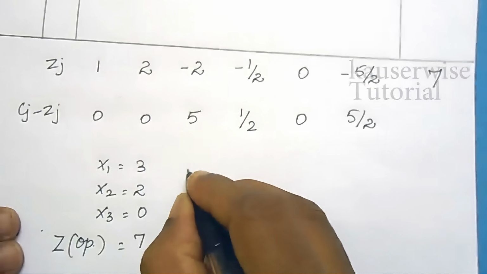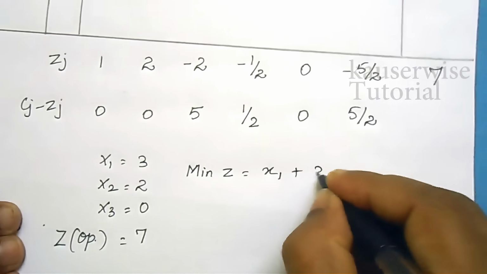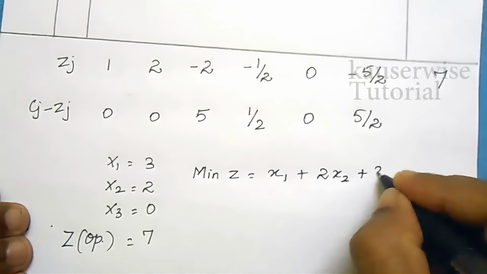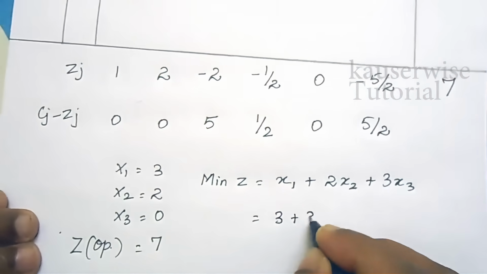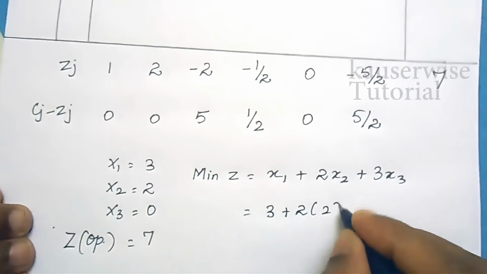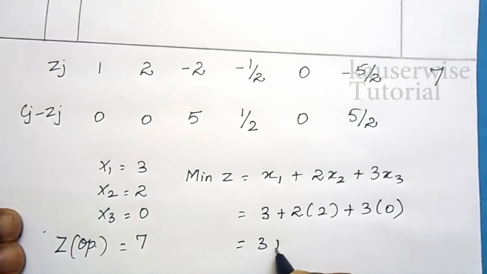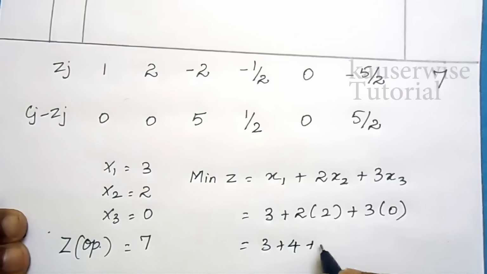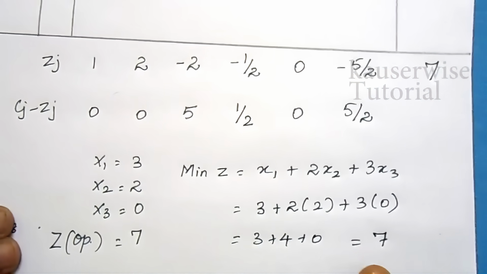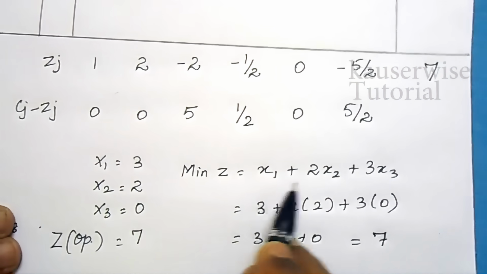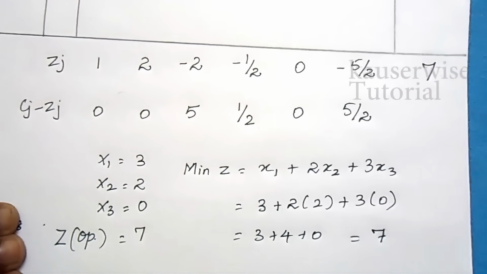See the objective function. The objective function is minimization z is equal to x1 plus 2x2 plus 3x3. So x1 value is 3, so put 3 plus 2 into x2 value is 2 plus 3 into x3 value is 0. So 3 plus 2 into 2, 4 plus 3 into 0, 0. So the answer is 7. So we have got the optimal value, that is the minimization z is equal to x1 plus 2x2 plus 3x3 is equal to 7. This is the optimal and feasible solution.